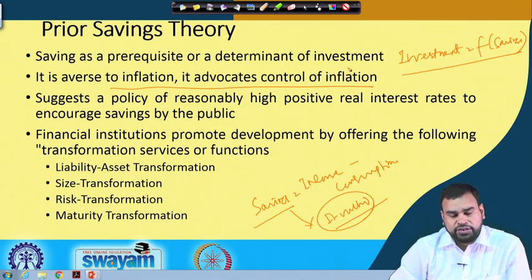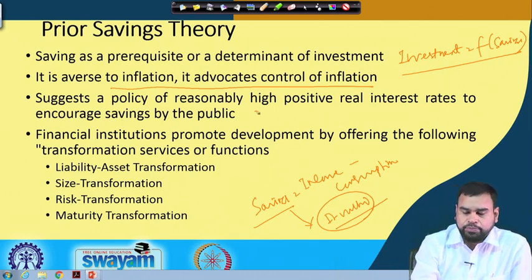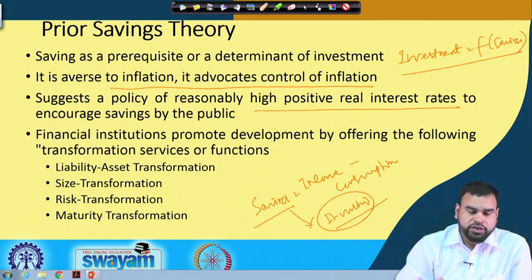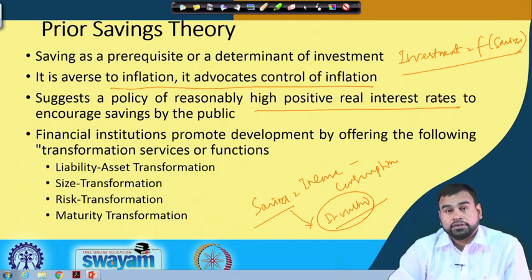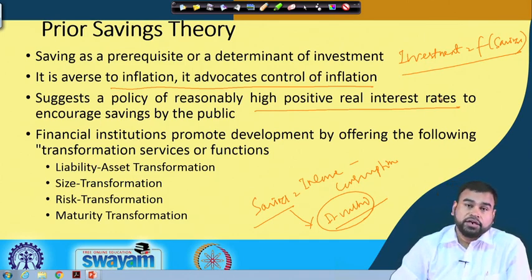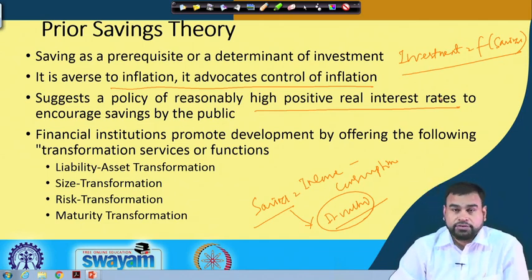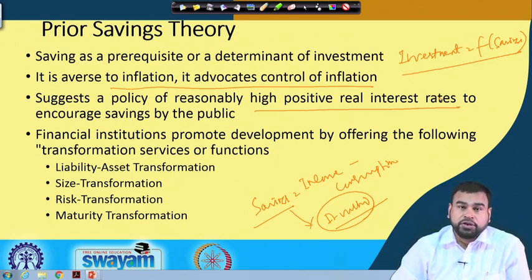Another very interesting feature the prior saving theory tells is that the real interest rate should always be high and positive to encourage savings by the public. You remember, we already know that if the interest rate is more, it will have a positive impact on the supply side, because more people will be interested to deposit their money in the banks, because they will be getting more interest.